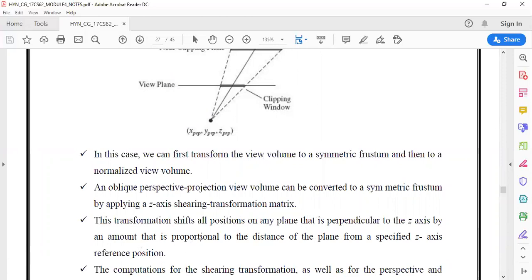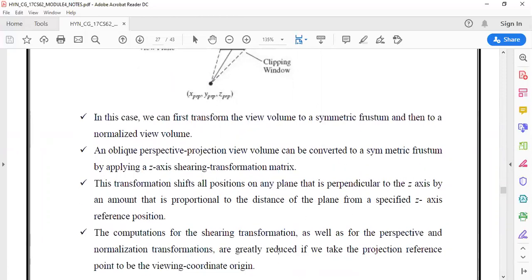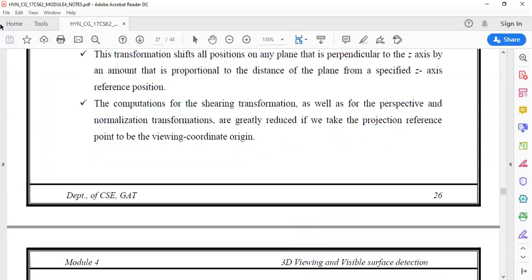Right, so what is the amount? It will shift by an amount which is proportional to the distance of the plane from the specified z-axis reference position. In order to do this computation, we have the matrix here.